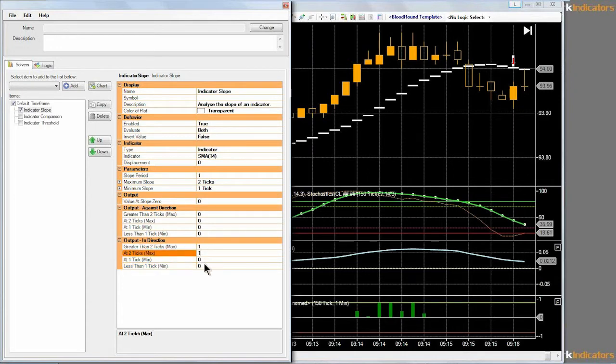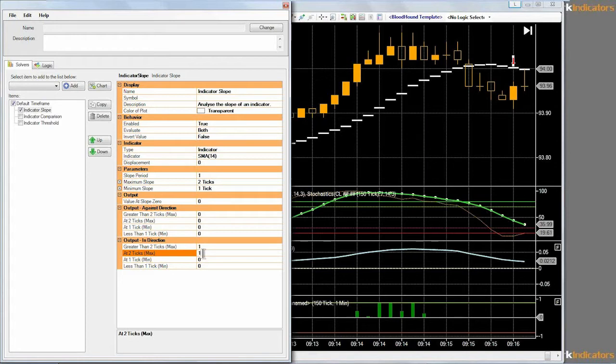So what I'm saying is that at 1 tick, our minimum slope, I'm really not interested in a slope of 1 tick. I'm specifying a 0 output when the SMA slope is less than 1 tick, or even when it's at 1 tick. I don't care about a slope that small. I'm interested in when the slope gets to 2 ticks. When I'm at 2 ticks of slope, then I want an output from this solver.